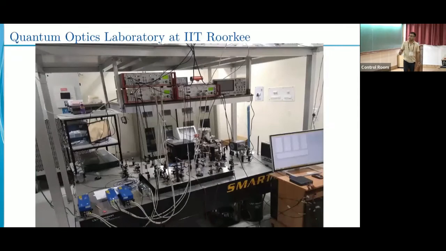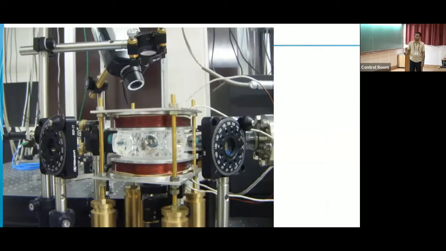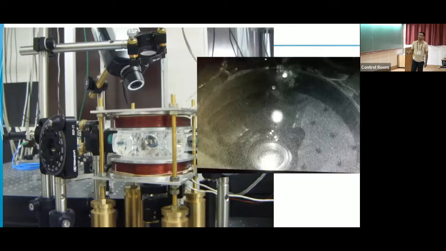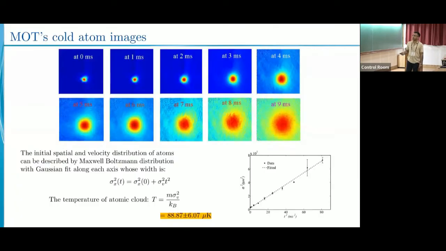So this is my lab. We have already set up, and we have trapped rubidium cold atoms in this glass cell. This happened around 2.5 years back, and after that, not much progress. These are images taken in the lab, and we reached a temperature of 88 microkelvin. Nowadays, the students are working on the setup to make it better and better.